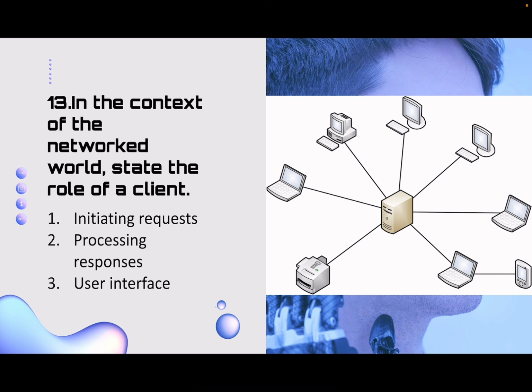Secondly, processing responses. After sending a request, the client receives and processes a response from the server. It interprets the data received and presents it to the user in a meaningful way, and using our web browser example, it will display the web page contents sent by the server. Thirdly, user interface. Clients often provide the interface through which users interact with network services. They translate user actions into network requests and display results in a user-friendly format.